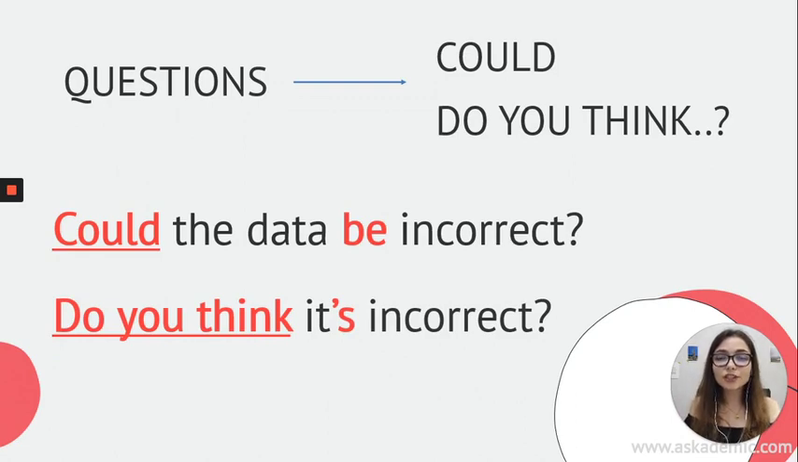As you see, the question is in the present, so we said the data be, right? And in the second question, we use it is, right? It is incorrect, not perfect tense because it's in the present. Do you think it's incorrect? All right? And here there's one more thing to take notes.